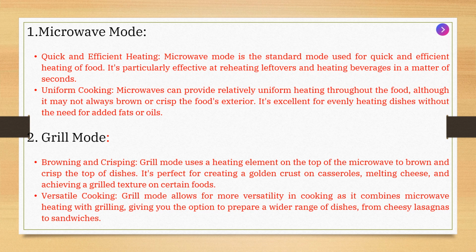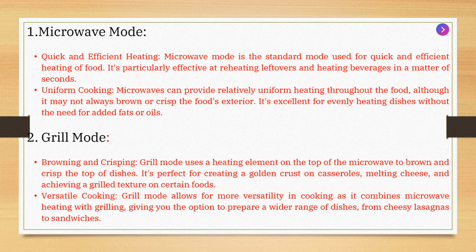Microwave can provide relatively uniform heat throughout the food, although it may not always brown or crisp the food texture. It is excellent for even heating without the need for added fat and oils. The second mode is grill mode, which is used for browning and crisping, versatile cooking.